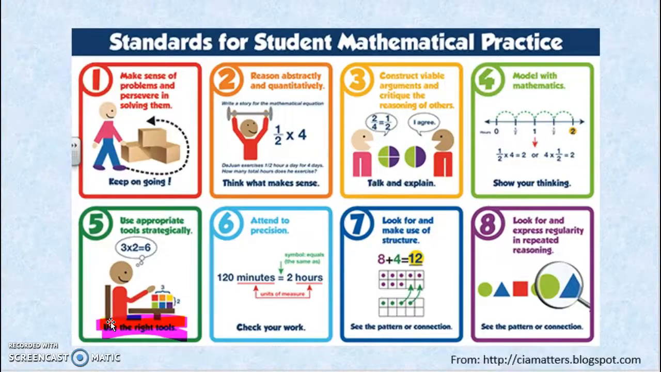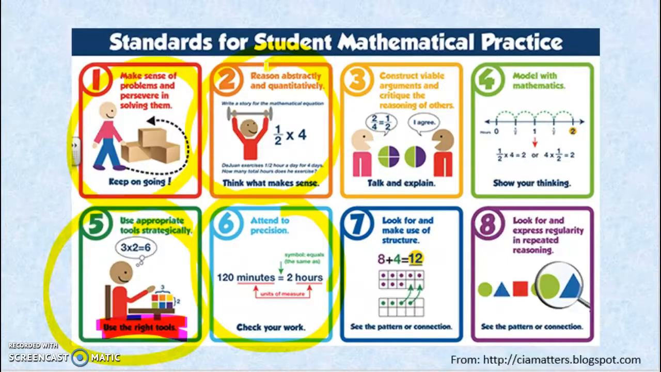In this lesson, we will be using quite a few of our practices. We will make sense of problems and persevere in solving them. We will use tools appropriately and strategically. We have to always pay attention to precision. We will reason, and we will construct arguments and critique each other, and we will model our mathematics.